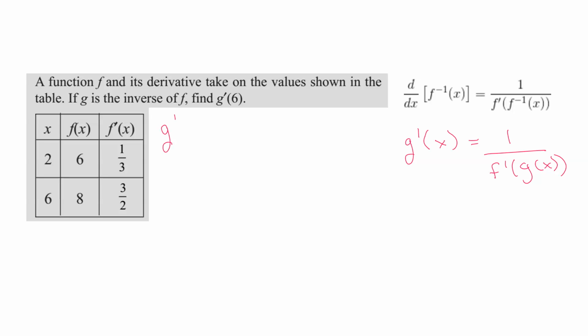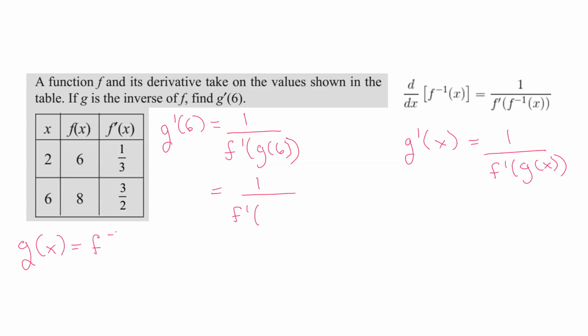So if we're looking for g prime of 6, we're going to look for 1 over the composition of the original function's derivative, f prime, with our inside function being g of x. So I've got 1 over f prime of g of 6, which is... I have to establish more information for you. So g of x is equal to the inverse of f.